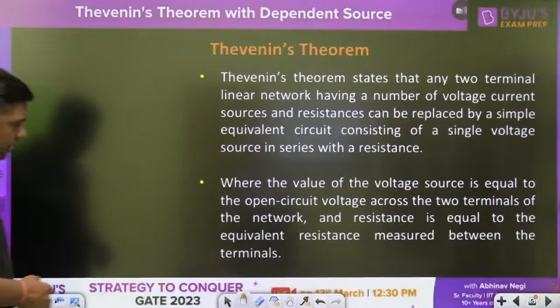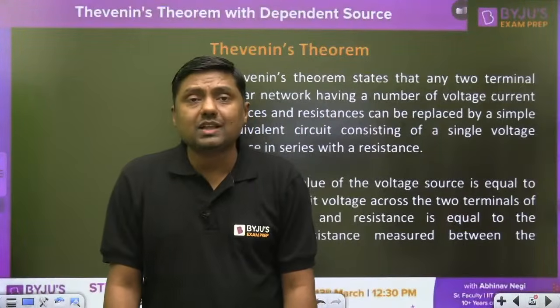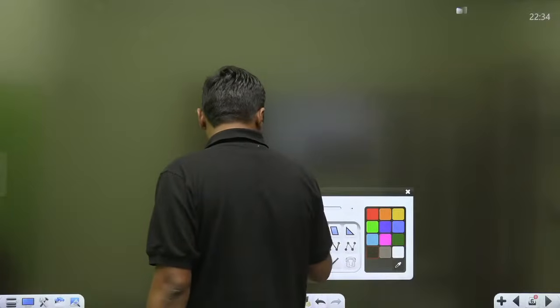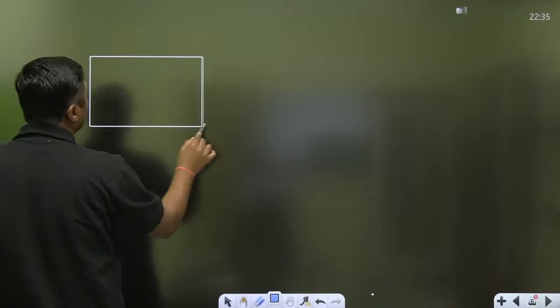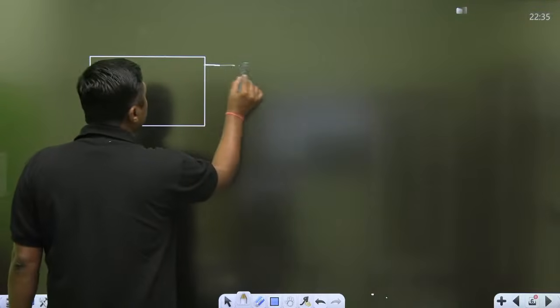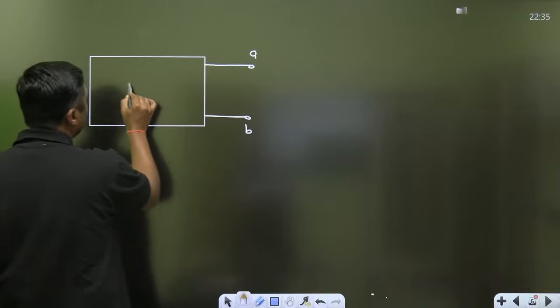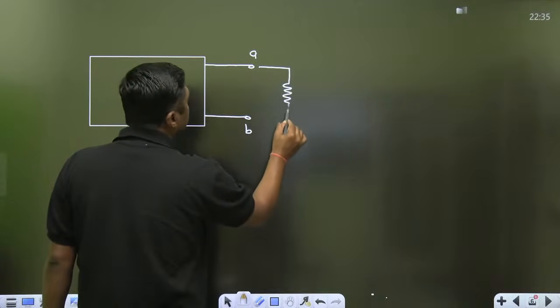Now what is Thevenin's theorem? Simply, when we are talking about Thevenin's theorem, for any network, suppose we have this two-port network. Here we have 2 terminals, this is A, this is B, and this is a particular network, and we are connecting one load resistor here, RL.